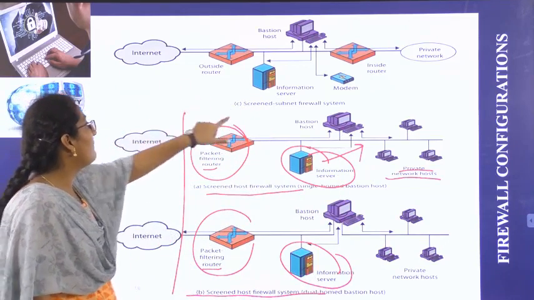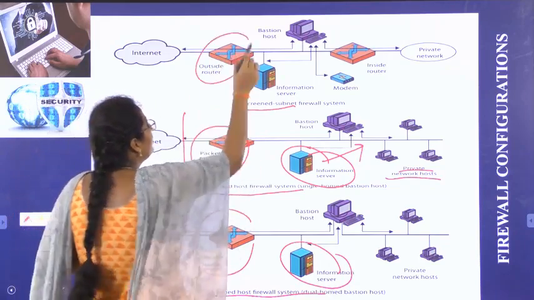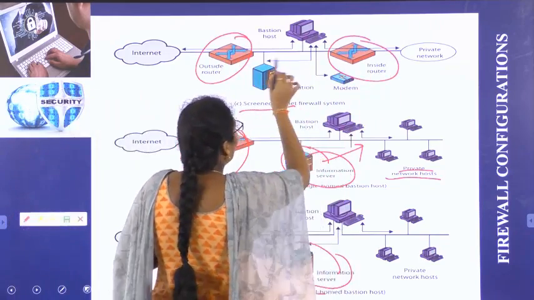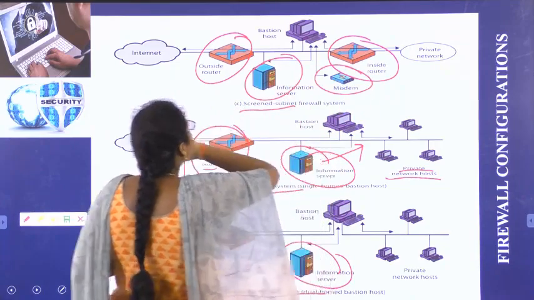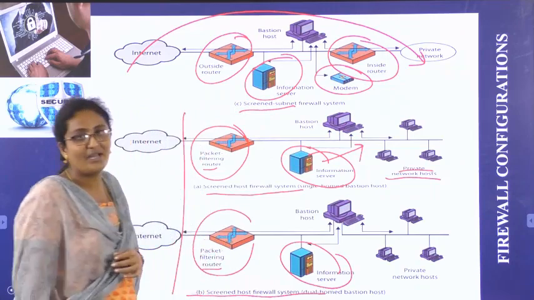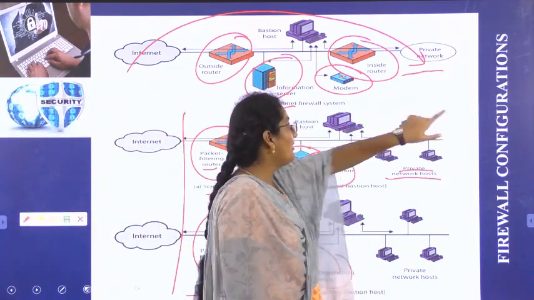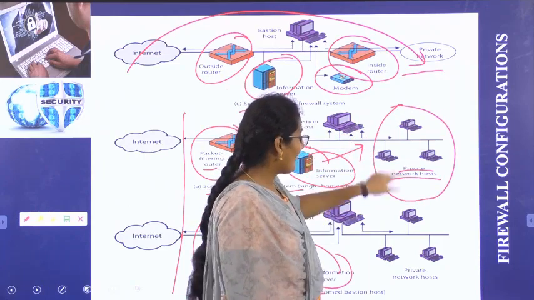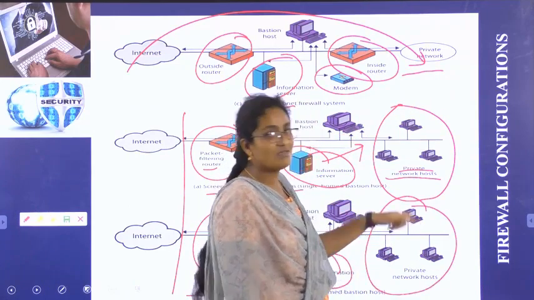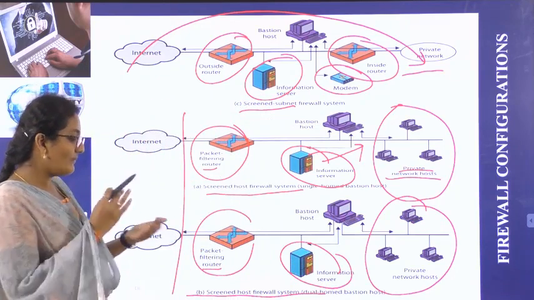And the first type is screened subnet. In screened subnet we have many routers to do screening and we have database, we are using modem for net, and finally through internet we are getting data in the form of packets to private network. So here private network is a single point, but in the next two types private network is nothing but private host, multiple private hosts. So this is firewall configuration.